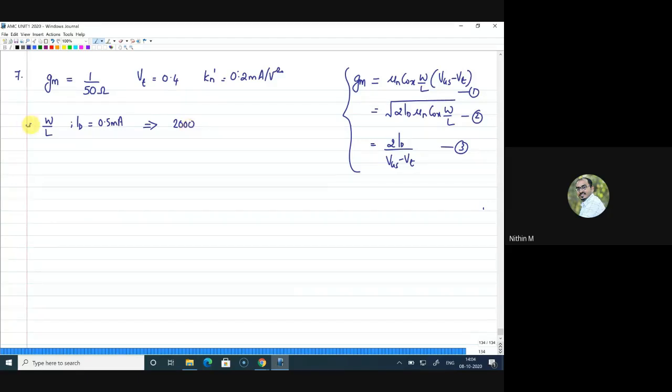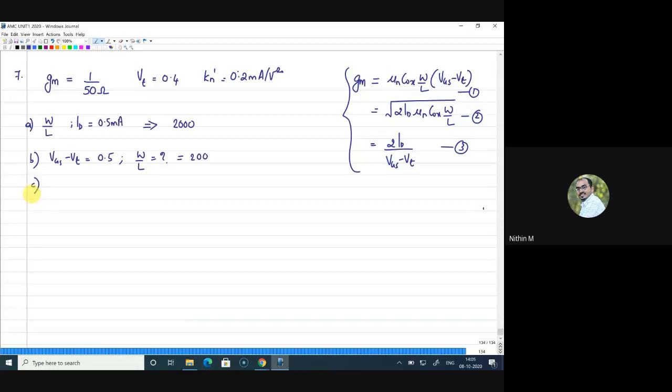The second part, so this is A. Now the B part says that, given that VGS minus VT is 0.5, we are supposed to find W by L. W by L is again unknown. Which one will you use for this, 1, 2, or 3? Which equation of GM will you use? One. Yes, very good. And if you use that equation, what is the answer for W by L for the second case? 200. Very good. So this is direct substitution. That is why I am not solving it here.